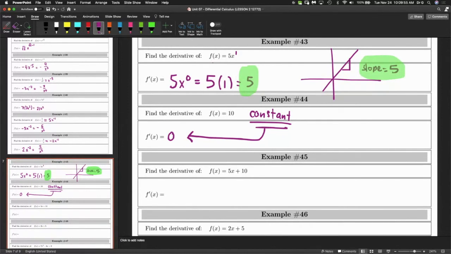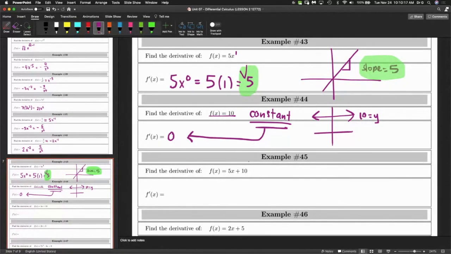So let me ask you again now. What is the slope of this? Oh, it's 5. What's the slope of this? Well, it's flat. Isn't it flat? This guy's flat, right? It's constant. It looks like that. That's 10. If it's flat, then the slope is 0.